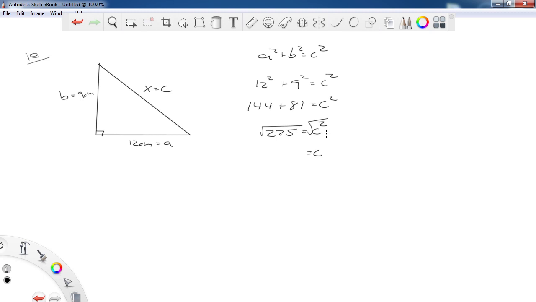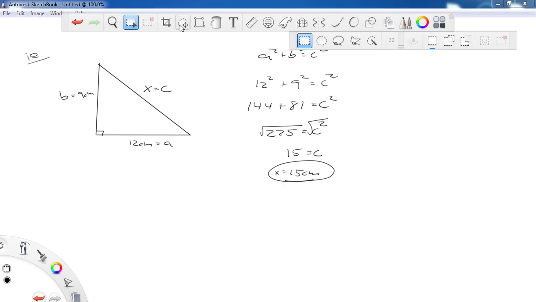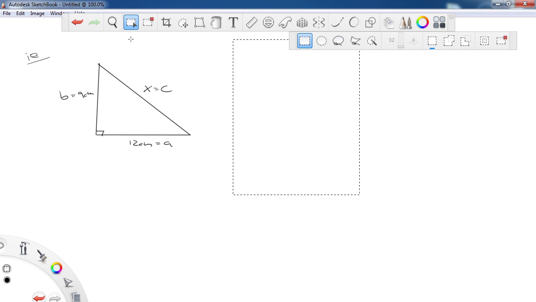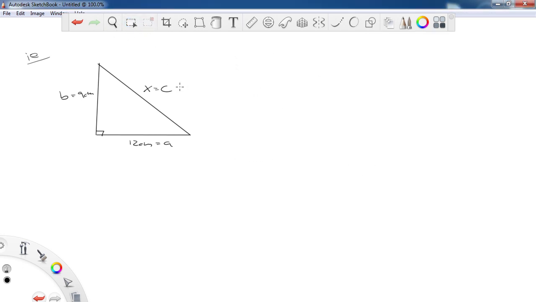So c is going to equal the square root of 225, which is 15. And that is in centimeters, so your answer will be 15 centimeters. X equals 15 centimeters. Right? Not too difficult. You just plug into the formula and solve. It's going to depend on where your unknown is, if you're going to do some algebra or just kind of normal arithmetic. Because the first one we had to do some algebra, this one, if I can find another one.